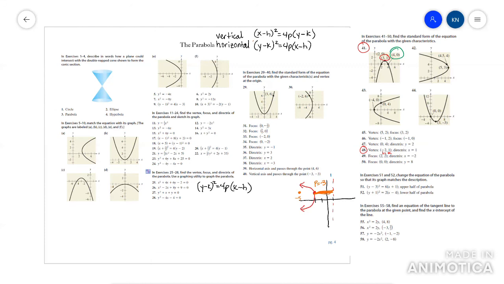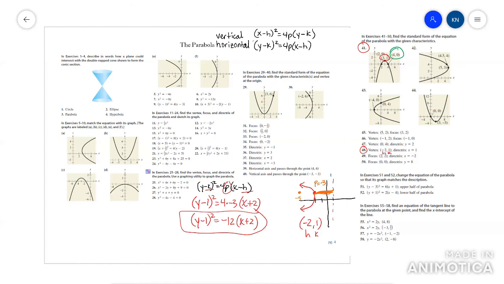And then just plug in my h, k, and p-value. So it'd look like this: y minus k, so (y minus 1) squared equals 4p, so 4 times -3, (x minus h). h is -2, so you need to write x plus 2. So my final answer here would be (y minus 1) squared equals -12(x plus 2). So that one's not that bad.